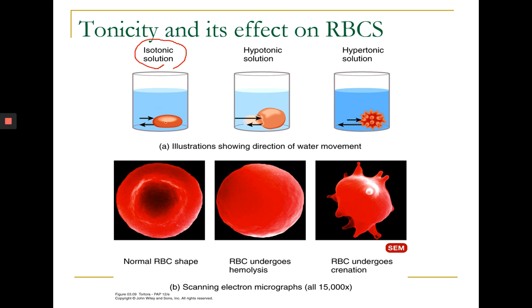Isotonic, around 300 inside, 300 outside. There is no net movement of water. What happens to the cell? Nothing. There is no change in the shape. The shape of the RBC, as you see here, is the same.